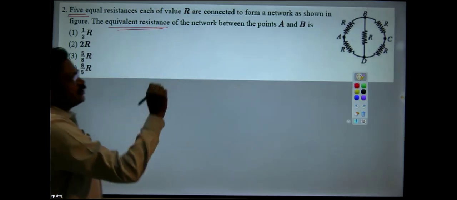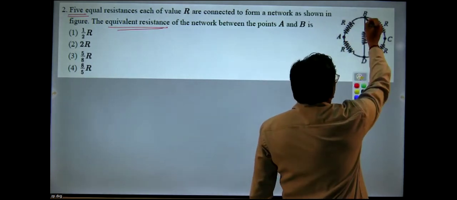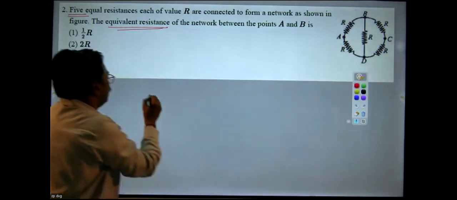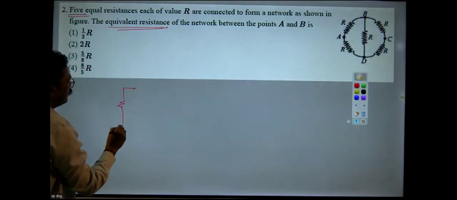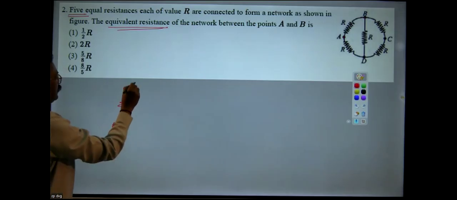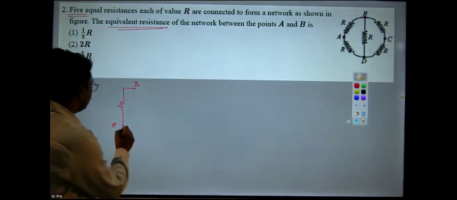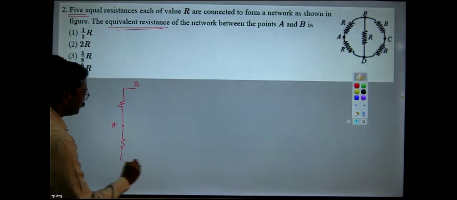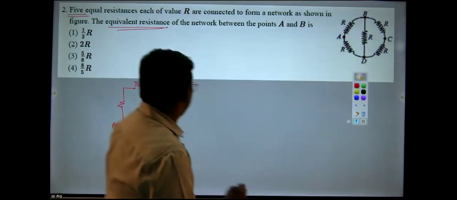So let me redraw the diagram. See, point A is here. This is our point A. This is our point B. And here is our point A and B. Other resistors are like this. There is one more resistance here, and there is a resistor between B and D. So let me write here.